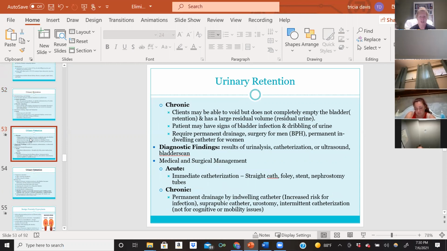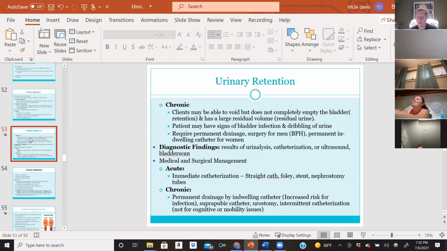All right, chronic urinary retention. So clients may be able to void, but they don't empty out their bladder completely. So they have that residual retention, or they have a large residual volume, just depends. Patients may have signs of bladder infection and dribbling of urine. So they require permanent drainage.